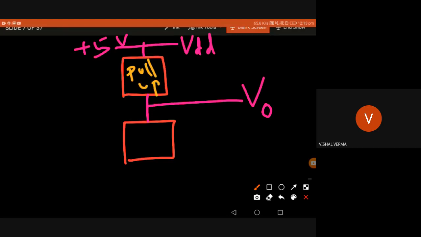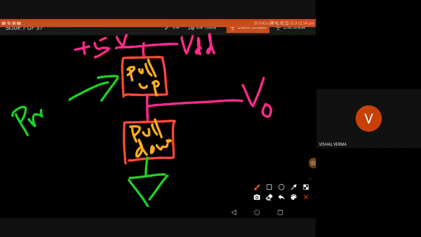Whatever this terminology, I'm just letting you know these things. It is not important for your design. And there is another network, the pull-down network. What is the pull-down network doing? It tries to pull down V out to the ground. It is connected between V out and the ground terminal, zero voltage. So in CMOS, the pull-up circuit should use PMOSs, and in the pull-down circuit I use NMOSs.